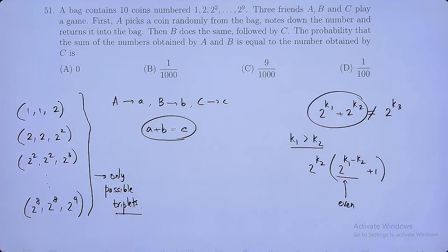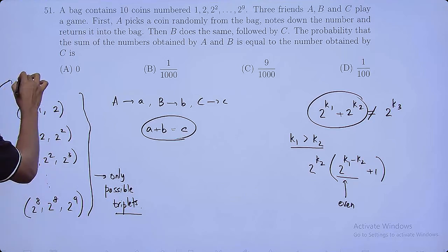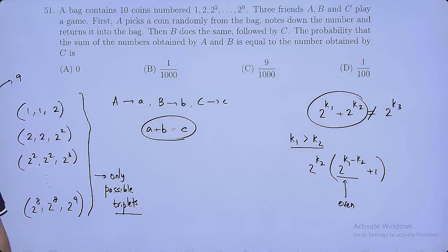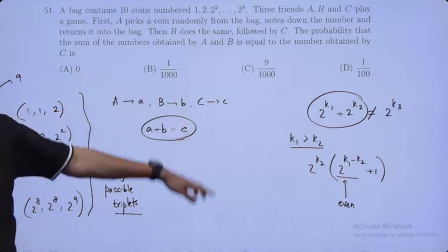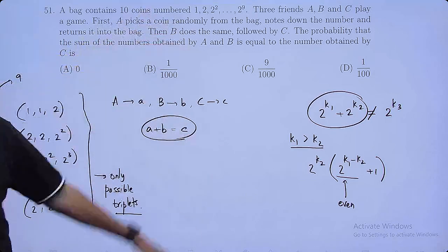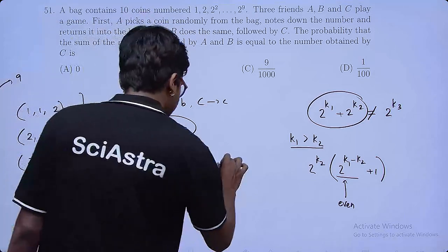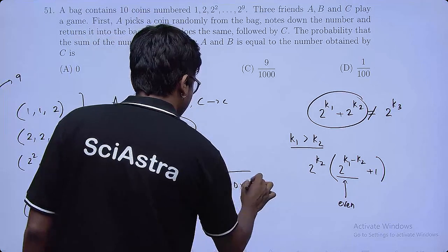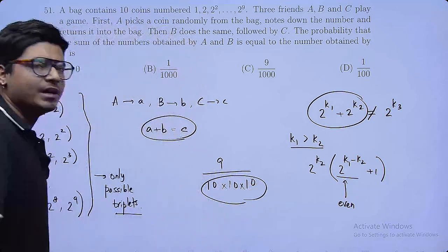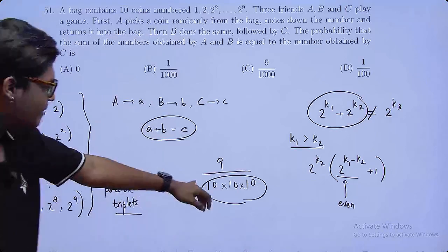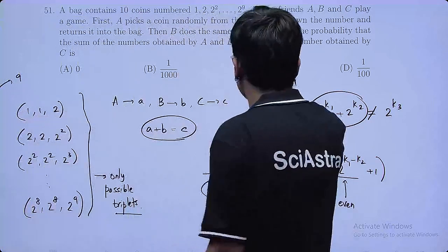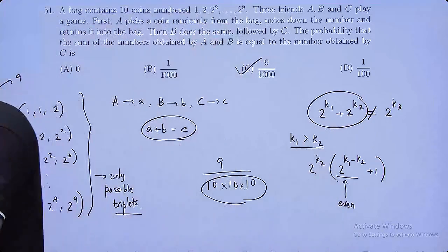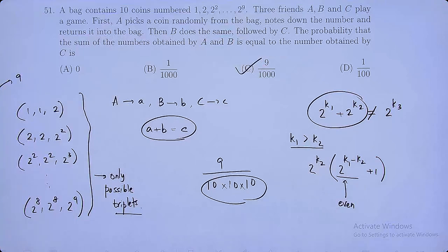Clear? So how many such valid choices are you getting? You have 2⁰ all the way till 2⁸. So you have 9 possible triplets. And what is the total number of triplets you can pick? Everyone has how many options? 2⁰ all the way till 2⁹. So 10 choices, right? So what is the required probability? 9 divided by 10 into 10 into 10. This is the number of different triplets you can form. Yes or no? So what is the required probability? 9 by 1000, which is option C. Okay? Clear?